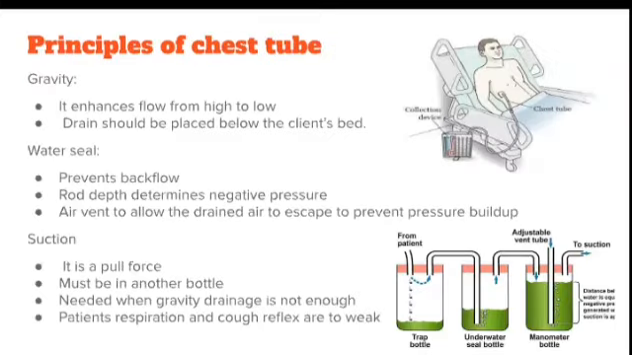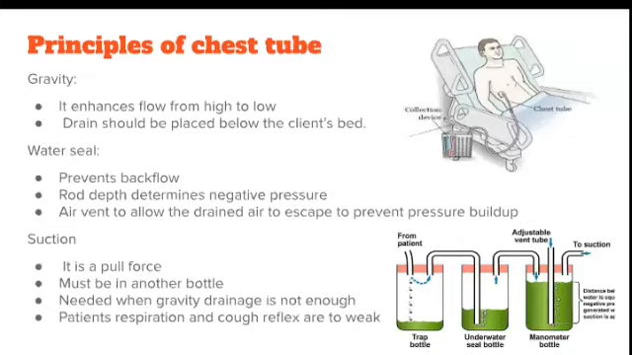So what are the principles behind chest tube functioning? There are three main principles which run the chest tube or intercostal drainage system. The first one is gravity. You can see the chest drainage is always kept below the patient's chest level, not above it. Why is that? Because it increases gravitation and enhances the flow from high to low. Especially fluid can be drained by gravity. The drain should always be placed below the client's bed, that is, below the chest level of the patient. The next one is water seal.